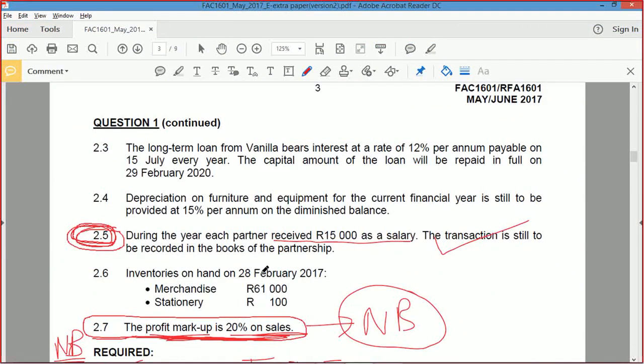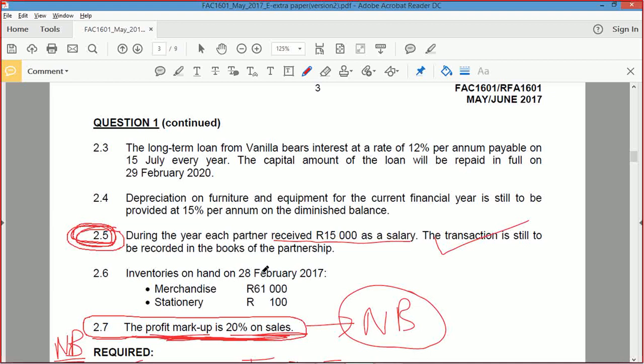Next. 2.3, do I need it? I can't see it. I mean 2.3, do I need it? Yes, the long-term loan from V bears interest at a rate of 12% per annum payable on the 15th of July every year. The capital amount of the loan will be repaid in full on the 29th of Feb 2020. Yes, you will need it.